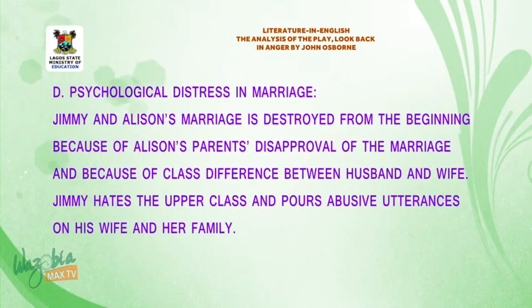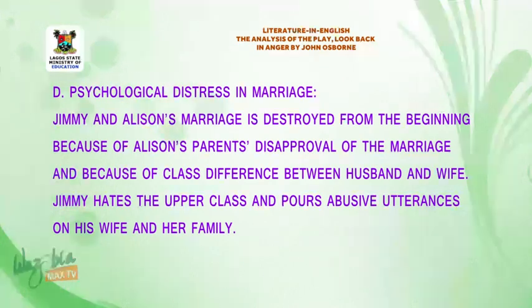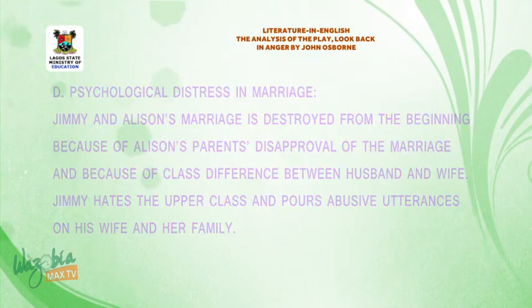Another theme is psychological distress in marriage. Jimmy and Allison's marriage is destroyed from the beginning because of Allison's parents' disapproval of the marriage and because of the class difference between husband and wife. Jimmy hates the upper class and pours abusive utterances on his wife and her family.